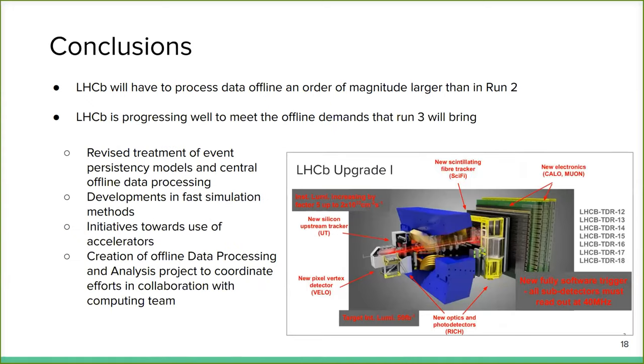So in conclusion, like all the experiments, LHCb will have to process much more data offline. And we're progressing well to meet these demands, including the treatment of our event persistency models and our sprucing, our central offline data processing. We've already adopted fast simulation, and we're going to keep pushing that forward. We want to push initiatives to use accelerators, and we have the creation of this new project to work in collaboration with the computing team to really coordinate these efforts. Thank you.